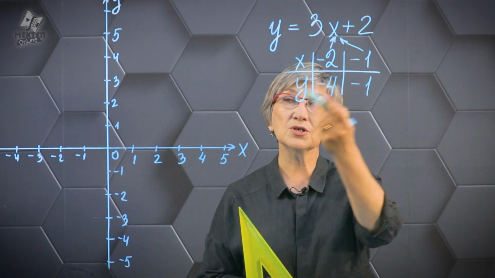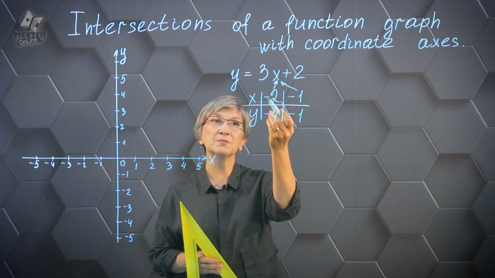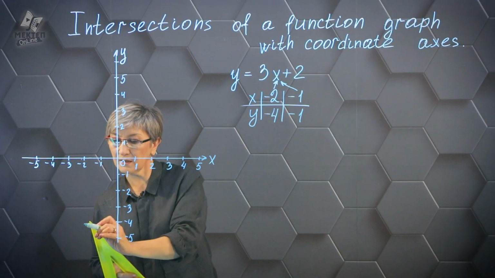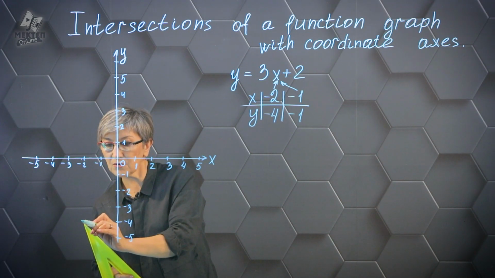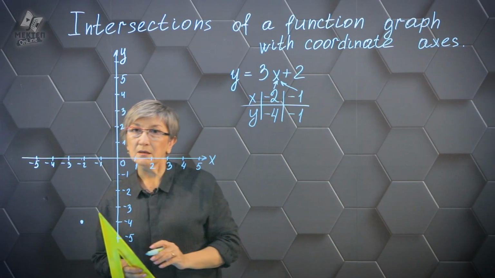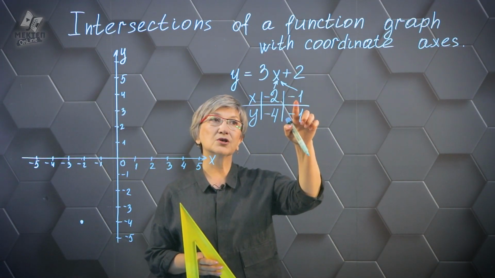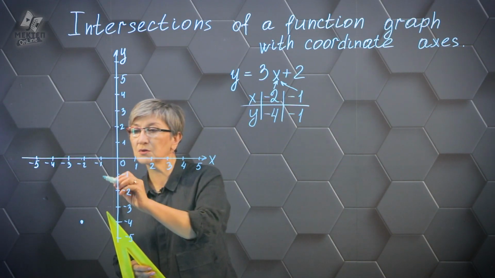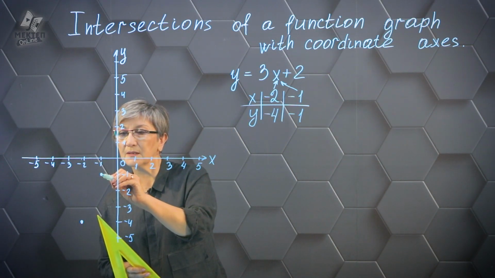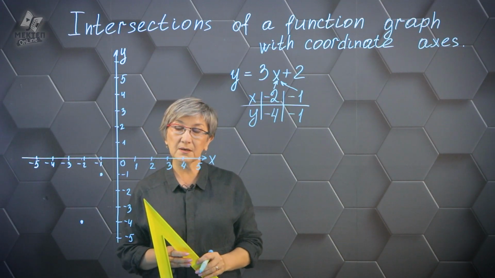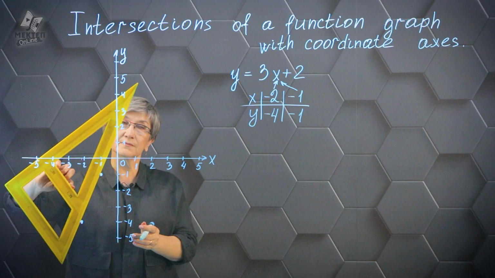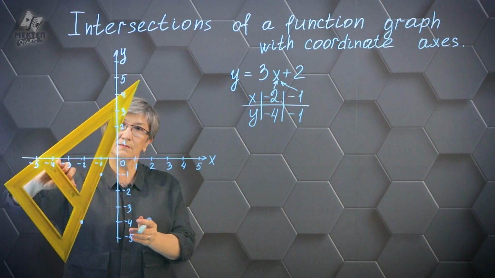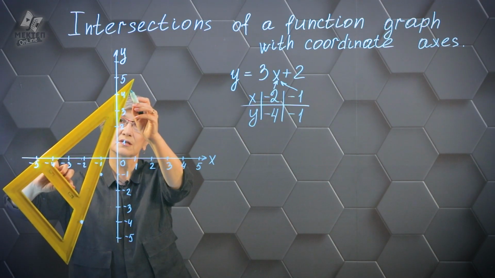Let's find these points on the coordinate plane. The first point is -2, -4. -2 along the x-axis and -4 along the y-axis. As a result, the point with coordinates -2 and -4, we marked it. The next point has coordinates -1 and -1. Here is that point. Now, we will draw a line connecting these 2 points. What will we get as a result?